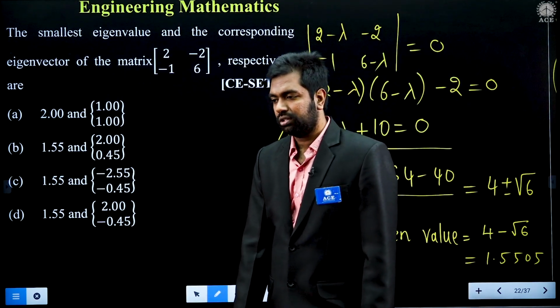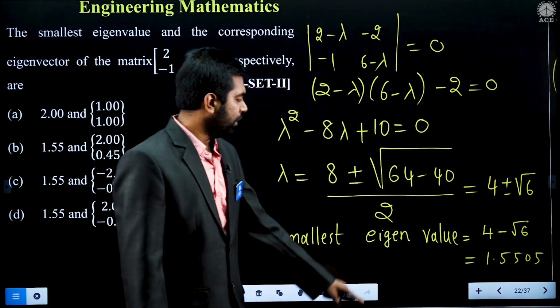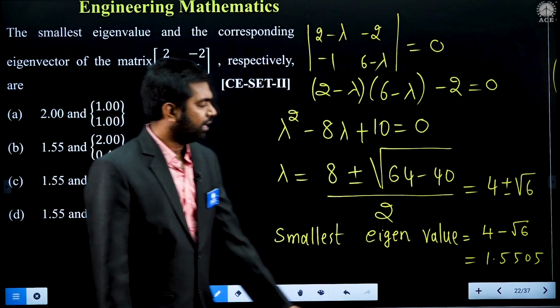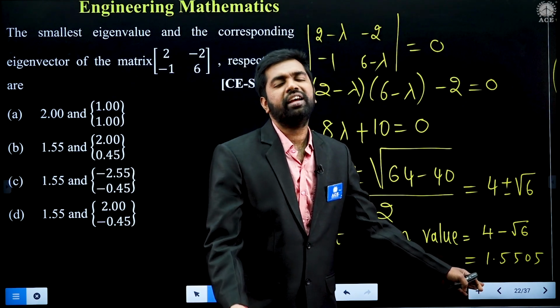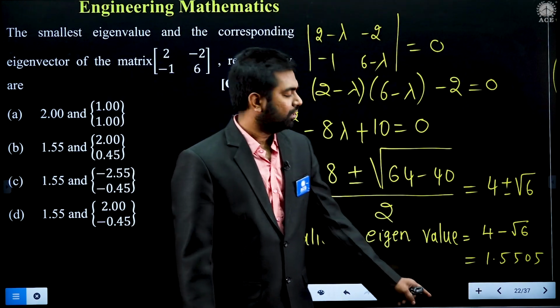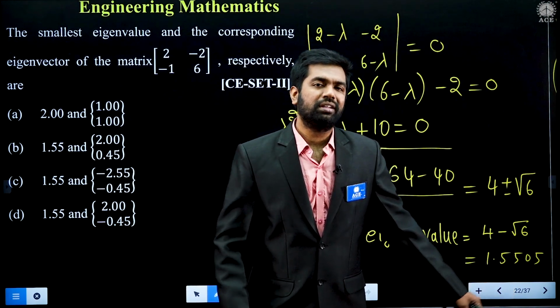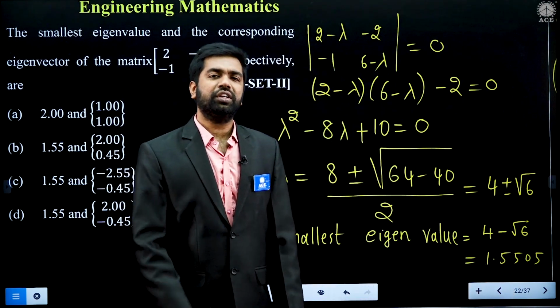Why verification? Some of you might be asking, sir, we have got the eigenvalue. Why don't you find the eigenvector? You can do that, but if the eigenvalue was an integer, then our calculations would have been simple. This is not an integer, right? You will have to do some mathematics. Instead, you go for verification.